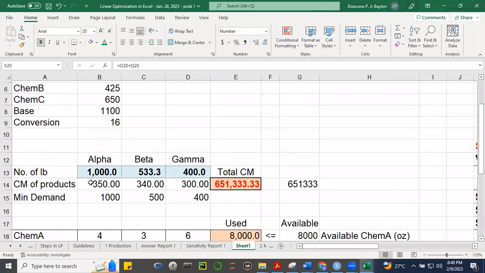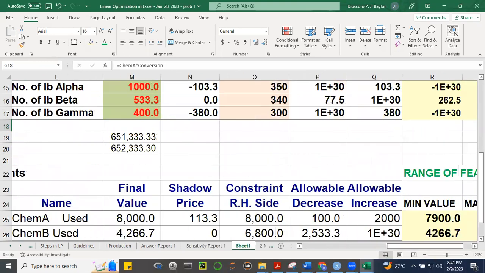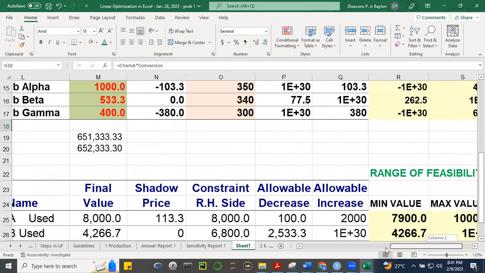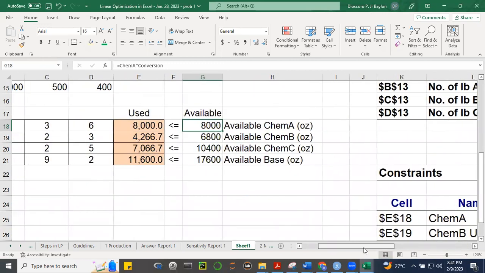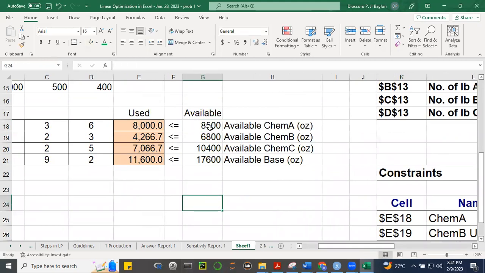So back to original na tayo, no? Okay. Back to original. Tapos what I'm going to do is I'm going to change this. Yung available magiging 8,500. Pwede ba 8,500? Ano sabi dito? Hanggang 10,000 pwede, no? So it's still within the range of feasibility. 8,500. Okay? All right. Ginawa natin si chemical A 8,500.